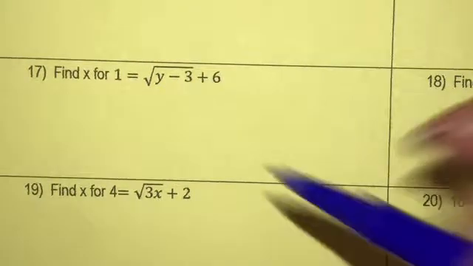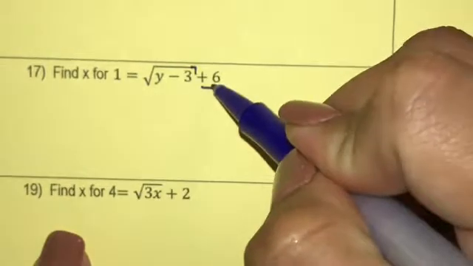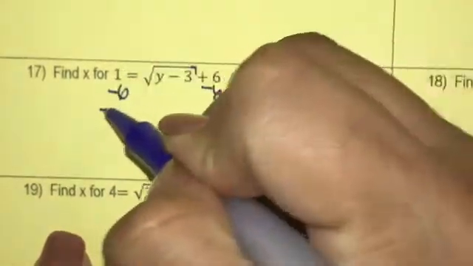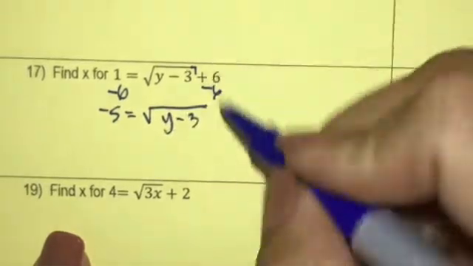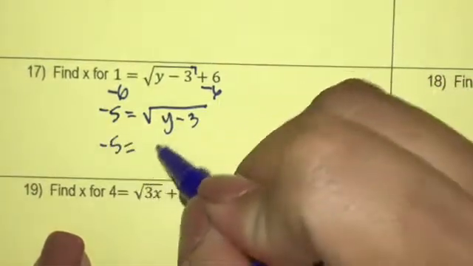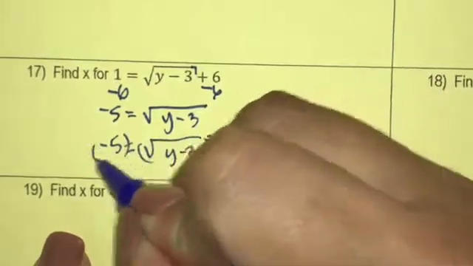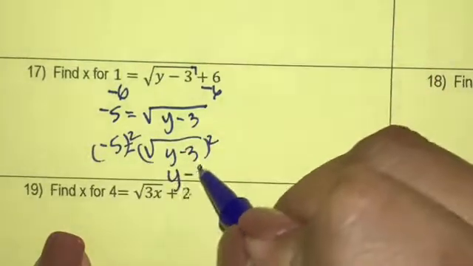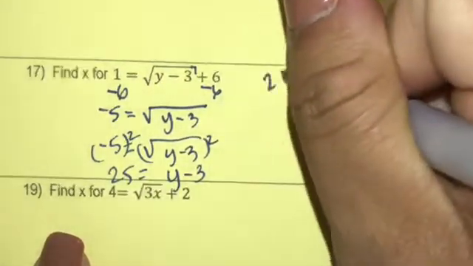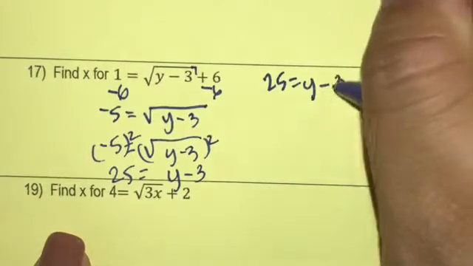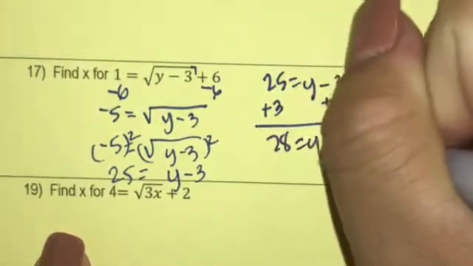Okay, so here you have to get rid of this because it's not underneath the radical. So you're going to say minus 6, negative 5 equals the square root of y minus 3. You're going to square both sides. So you're going to get y minus 3 equals 25. You're going to add 3 to both sides. 28 equals y.